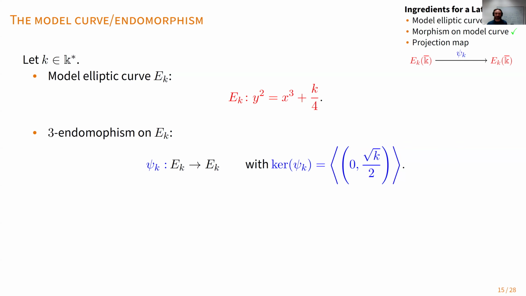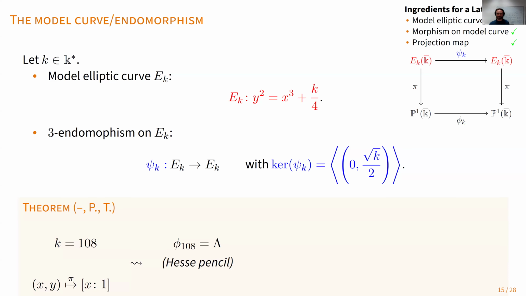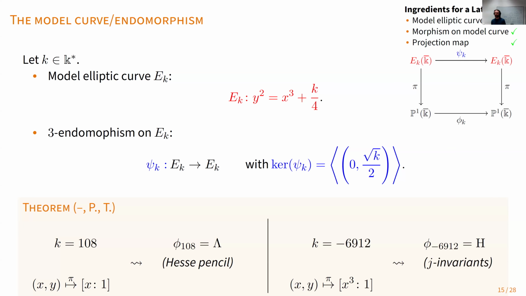Of course, you can do that arbitrarily, but what is interesting is that for specific choices of k and of projections, we exactly get the Hesse pencil, the Hessian map over the Hesse pencil, and the Hessian map over the j-invariants. So, okay, this is the explicit picture of the Lattès diagram in the case of the Hessian transformation.